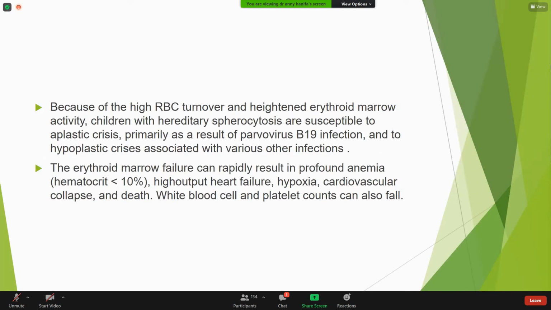Because of the high RBC turnover and the heightened erythroid marrow activity, children with HS, hereditary spherocytosis, are susceptible to aplastic crisis, primarily as a result of parvovirus B19 infection, and to the hypoplastic crisis associated with various other infections. Now, what happens whenever there is an infection with parvovirus B19 or some other viral infection that causes the bone marrow to be affected? In normal patients, whenever there is such type of infection, the marrow recovers early. But here already the RBC turnover is high and the marrow is already compromised. So whenever there is a hemolytic stress, the patient goes into the aplastic or the hypoplastic crisis, and the erythroid marrow failure can rapidly result in profound anemia, high output heart failure, hypoxia, cardiovascular collapse, and death. And the WBCs and the platelet count can also fall, that's why it is termed as aplastic crisis, that ultimately the whole of the marrow is involved.